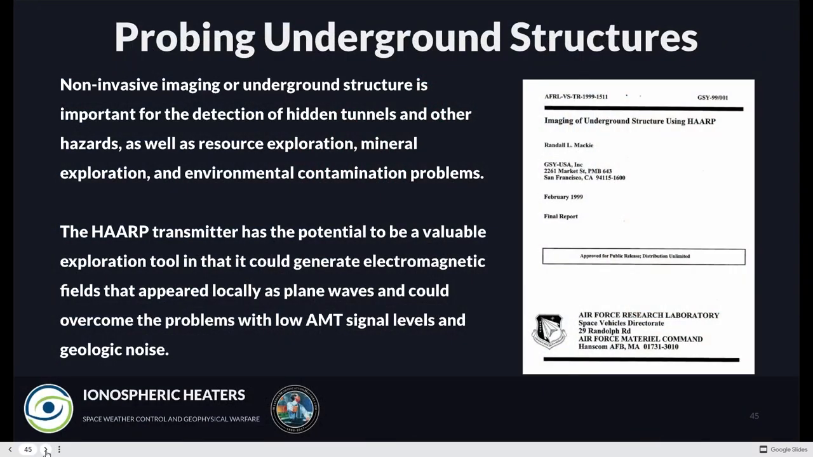Probing underground structures. Non-invasive imaging of underground structures is important for the detection of hidden tunnels and other hazards, as well as resource exploration, mineral exploration, and environmental contamination problems. The HAARP transmitter has the potential to be a valuable exploration tool in that it could generate electromagnetic fields that would appear locally as plane waves and could overcome the problems of low AMT signal levels and geologic noise. And this is directly from the Air Force Research Lab, February 1999, imaging of underground structure using HAARP.